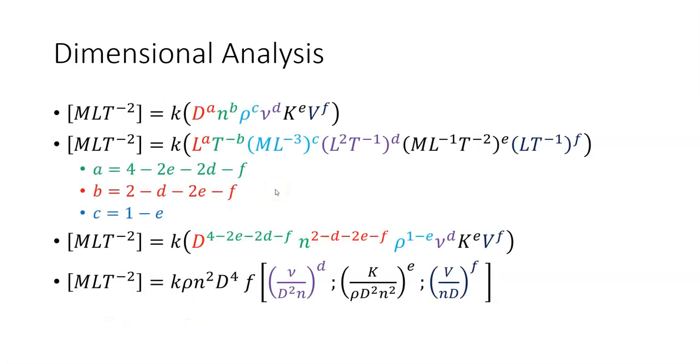Okay, so when we do that, we get d to the power of A now becomes d to the power of 4 minus 2e minus d minus f. n to the power of B is now n to the power of 2 minus d minus 2e minus f.